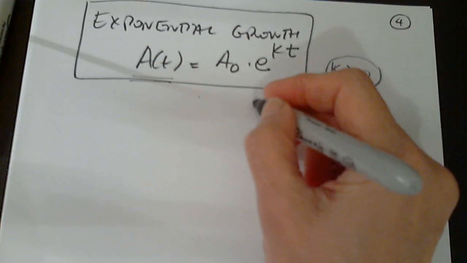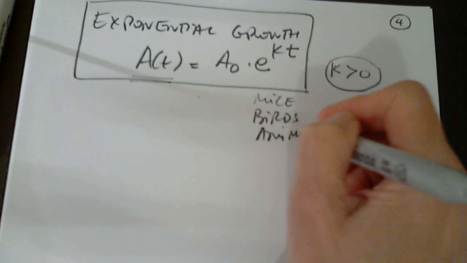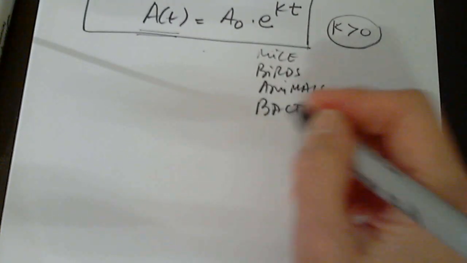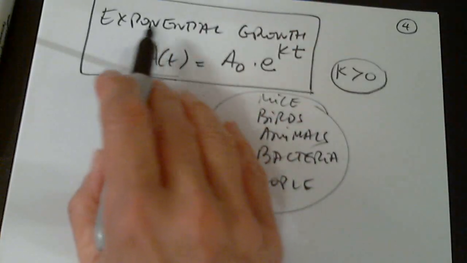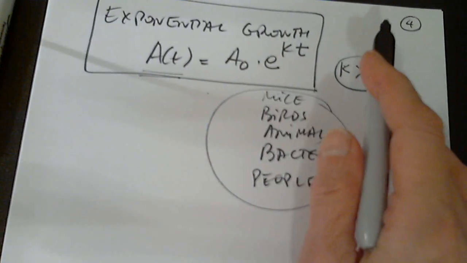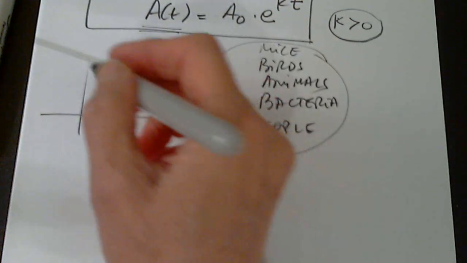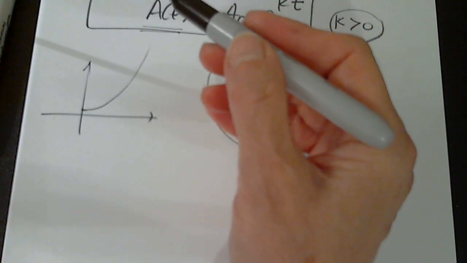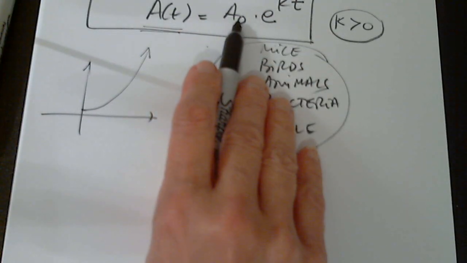Okay. What grows exponentially? Mice, birds, animals, bacteria, people. All these follow an exponential growth. They grow exponentially. Remember when the pandemic started, there were a few people who got sick, but then all of a sudden it exploded. Many millions got sick. This is an exponential growth model.